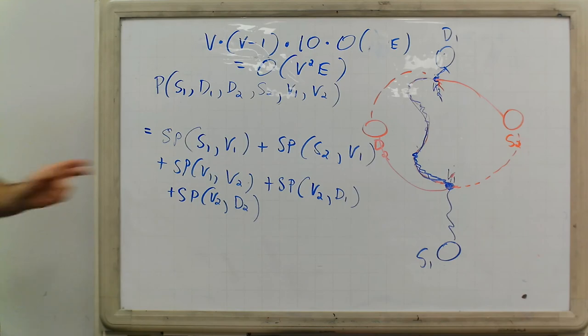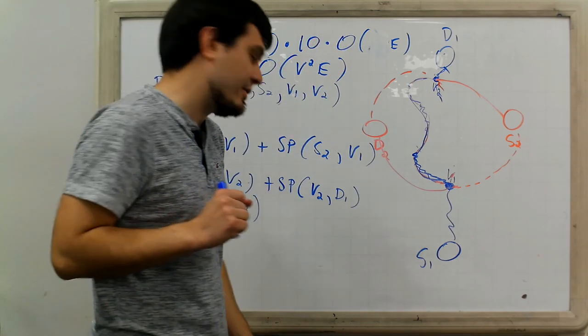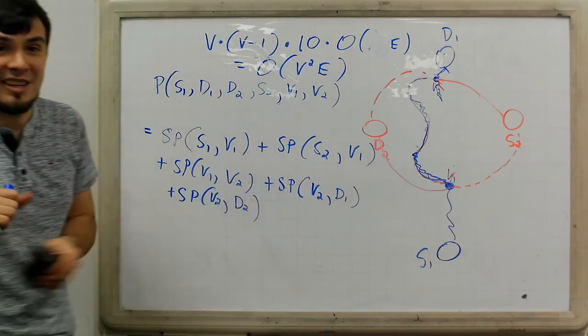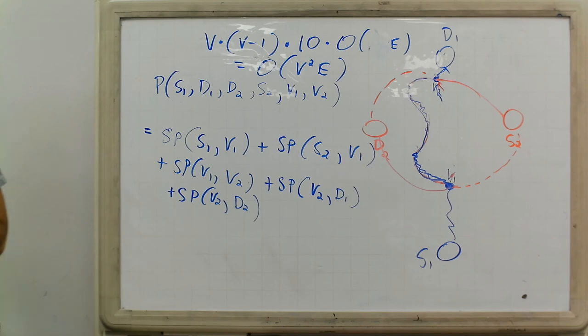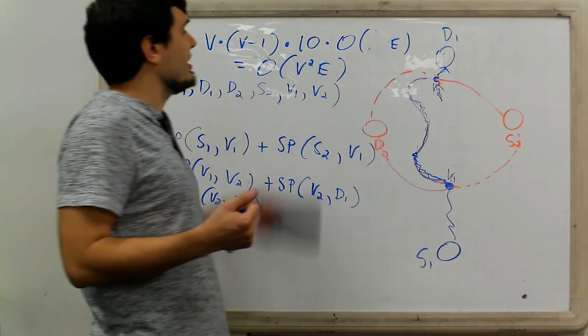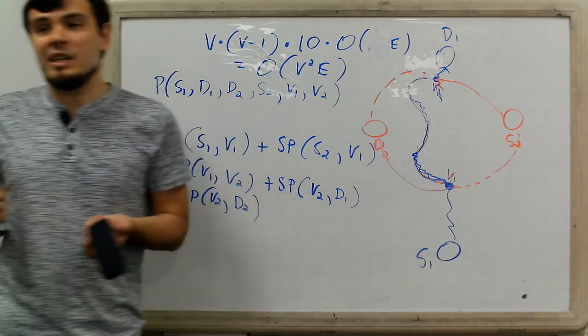And so in big O notation, this is V squared E, because for every pair of vertices, we have to run an order E time algorithm, or 10 of those, actually. Okay, so we can improve this pretty significantly. We're going to be able to improve this to just VE. It's not going to be V plus E, it's still going to be V times E, but we can improve it at least that much.